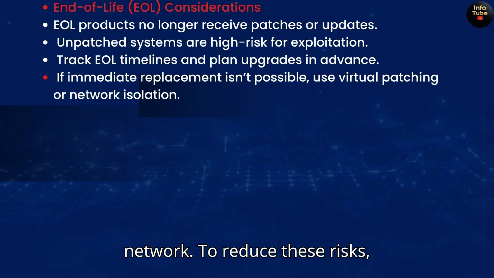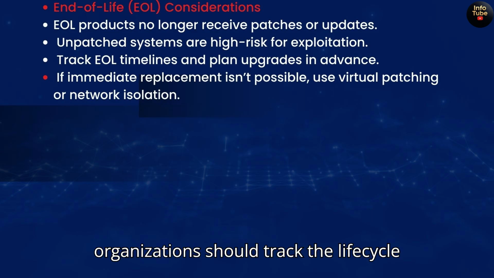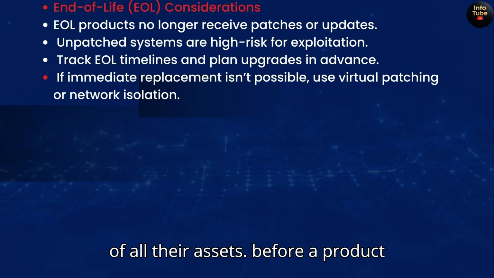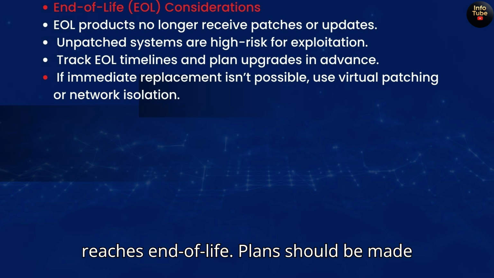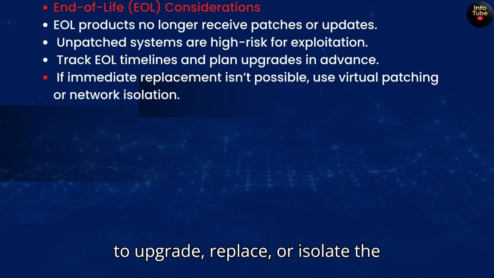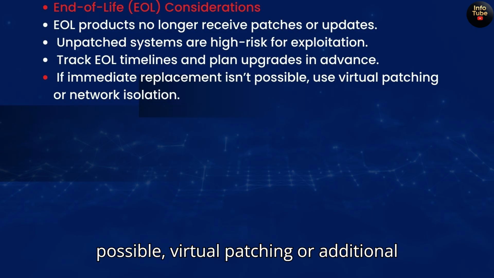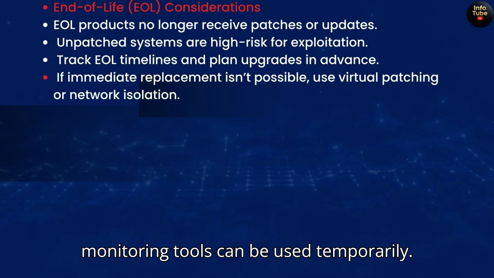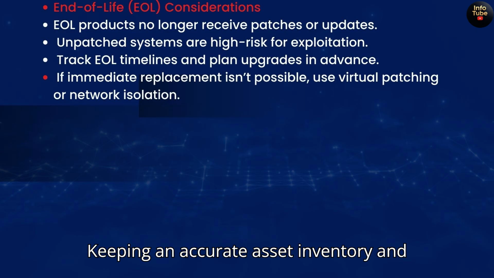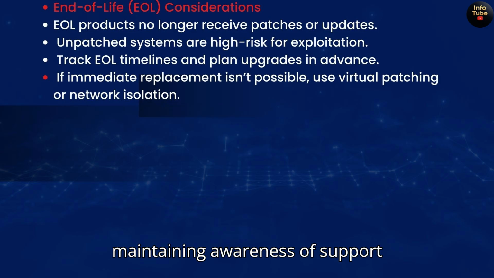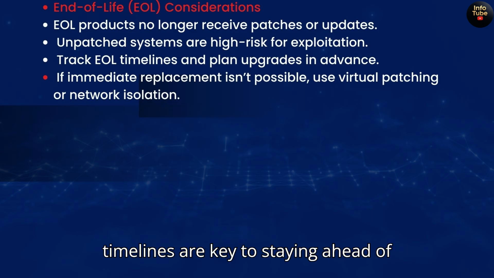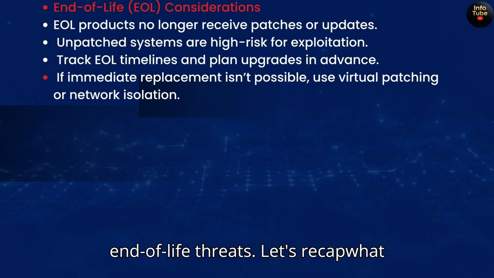To reduce these risks, organizations should track the lifecycle of all their assets. Before a product reaches end of life, plans should be made to upgrade, replace, or isolate the system. If immediate replacement is not possible, virtual patching or additional monitoring tools can be used temporarily. Keeping an accurate asset inventory and maintaining awareness of support timelines are key to staying ahead of end-of-life threats.